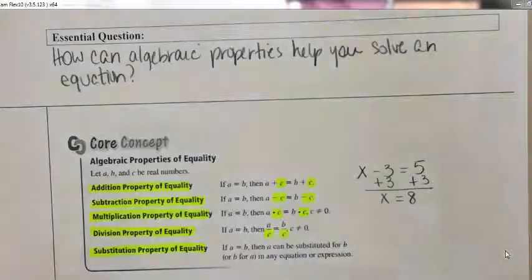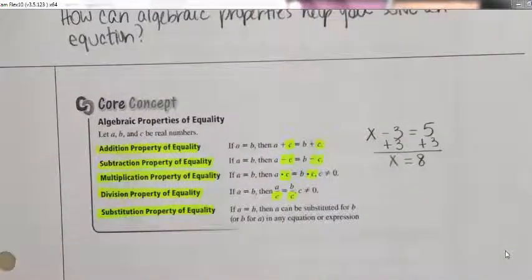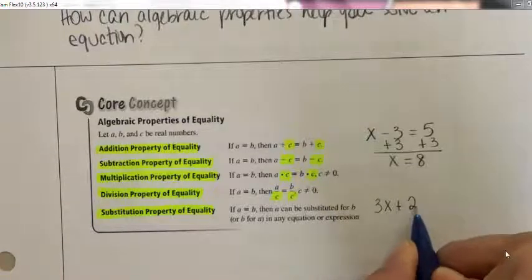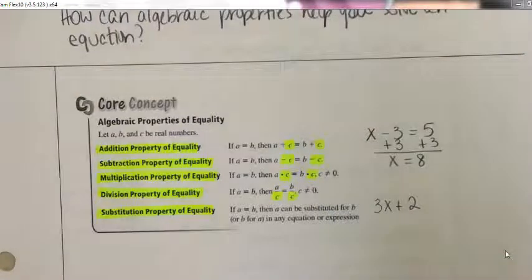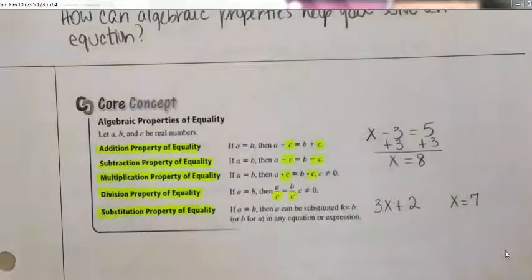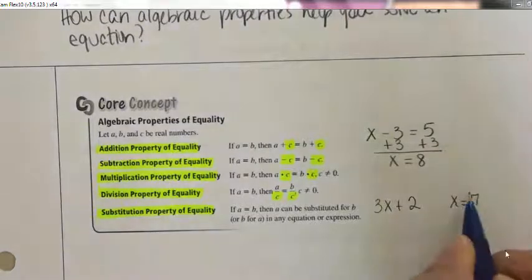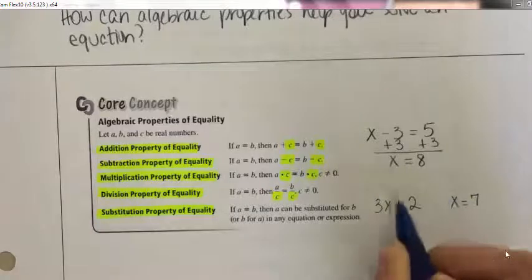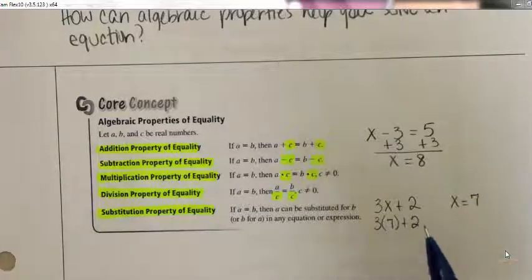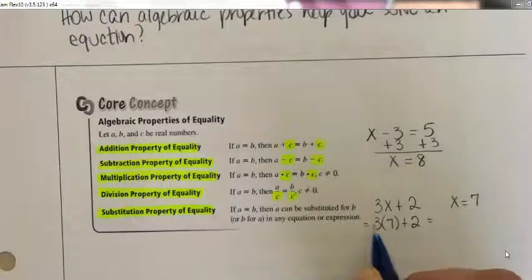For example, if I gave you 3x plus 2, and I told you that x equaled 7. Well, you can use substitution. You just take this value of 7 and you plug it in, right? So this would be 3 times 7 plus 2. Or in other words, what would that be? 23.